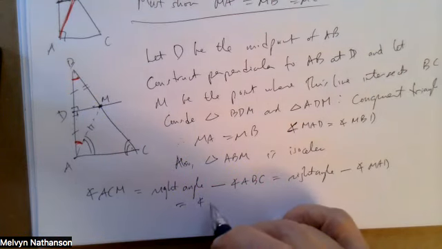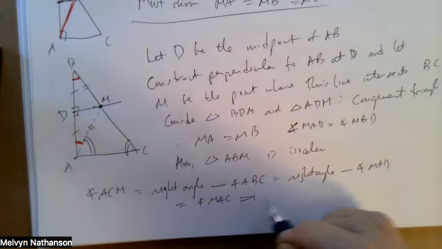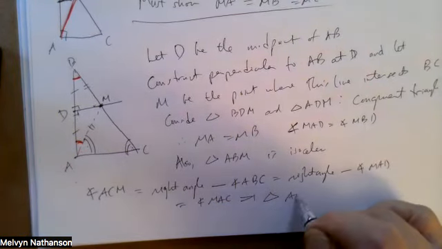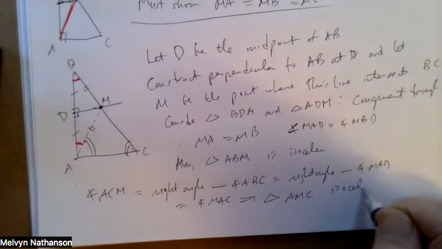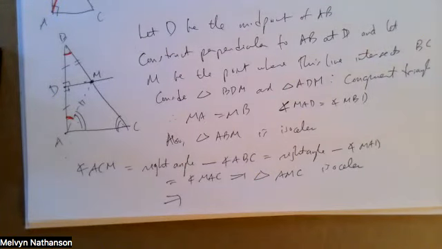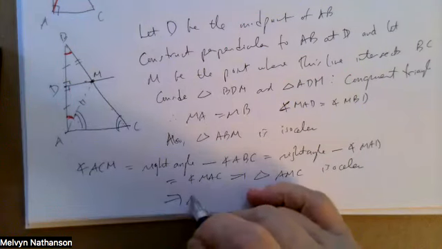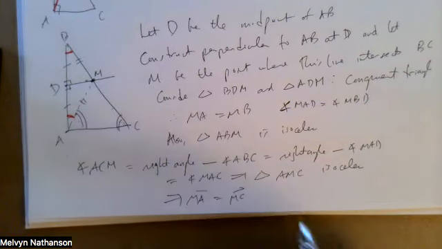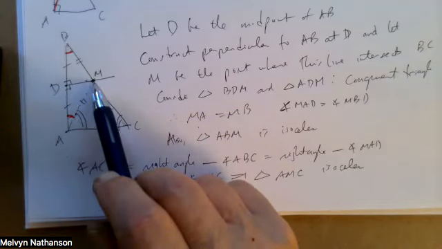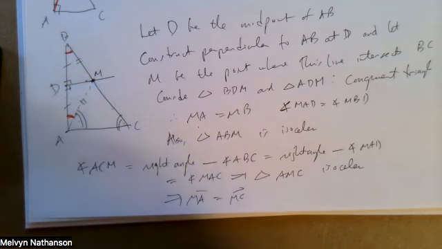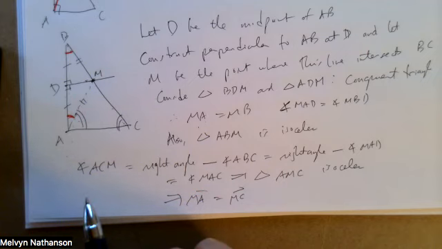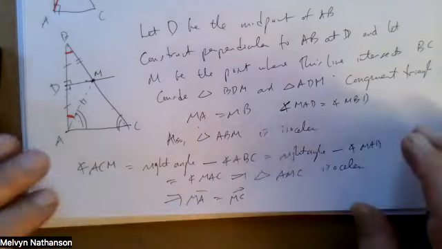That's equal to angle MAC, which means this angle equals this angle, which means triangle AMC is isosceles, two base angles are equal, which means that this side equals this side. MA equals MC. So we have MA equals MB equals MC. So if you take the midpoint of the hypotenuse, it's equidistant to the three vertices of the triangle. Okay.